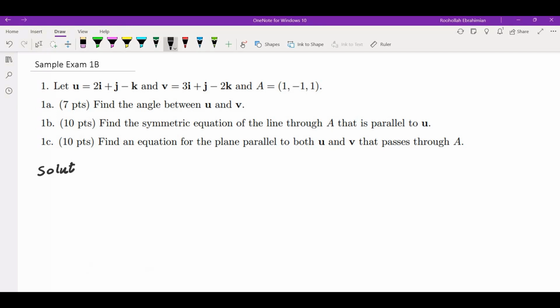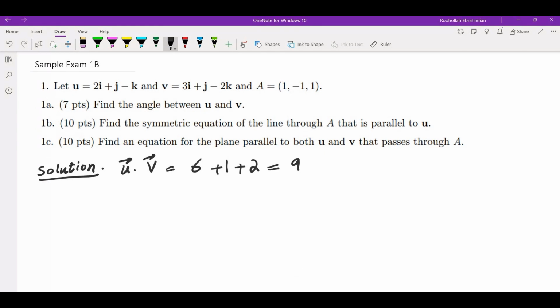Okay, so in order to find the angle, we'll have to use the dot product. So we're going to find the dot product of u and v. So that would be 2 plus 2 times 3, which is 6, plus 1 plus 2. So that would give us 9.